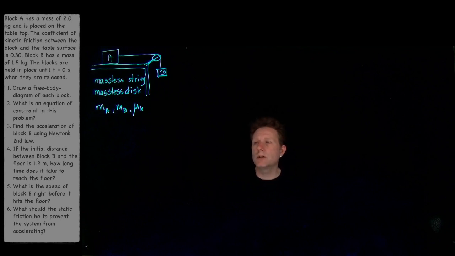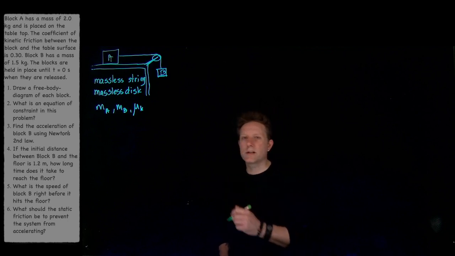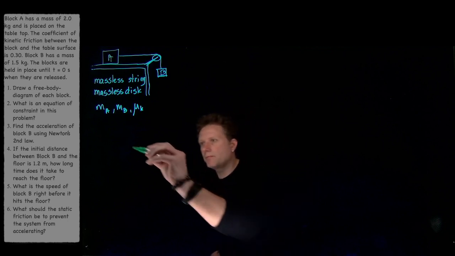We're going to assume we know the masses of the two objects, and we're going to assume we know the coefficient of kinetic friction between the table and block A. So we've done the sketch already. The next step is the free body diagram.